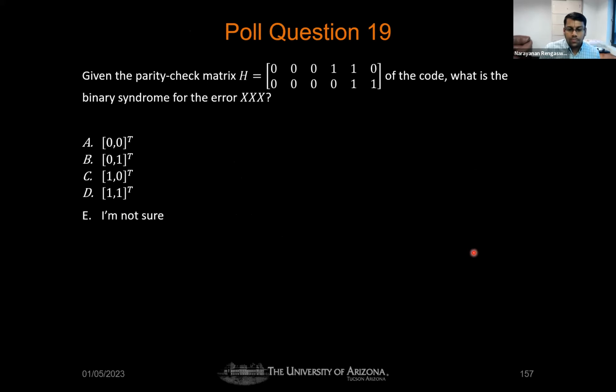Okay, so again, I've repeated the parity check matrix for the code. Can you all answer quickly, what's the syndrome for XXX? You can do it in the binary way, or you can do it in the standard Pauli way. Narayanan, once the poll is done, Ali has a question.